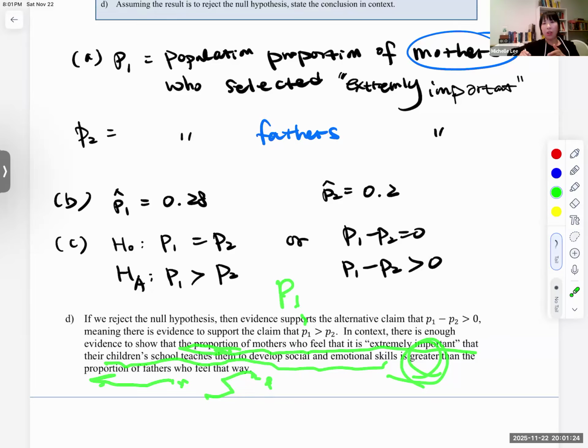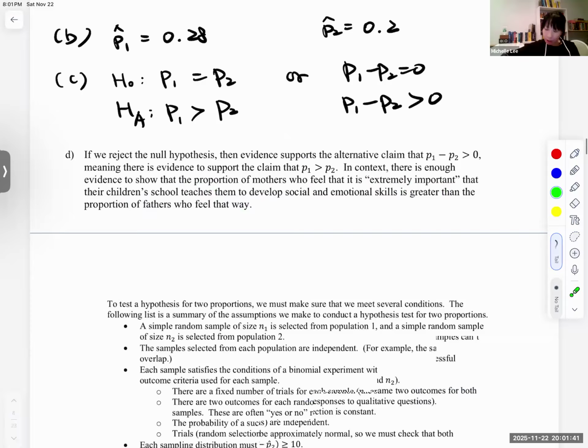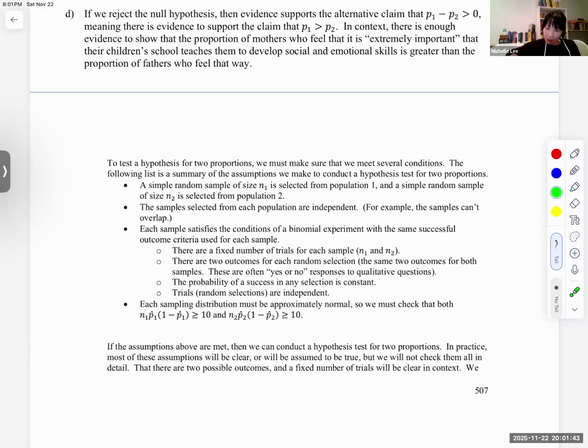Okay, so in general, just remember what rejecting the null hypothesis means, right? There is sufficient evidence to support the alternative hypothesis. Okay, very good. All right, so they say there are several conditions we have to check, right?